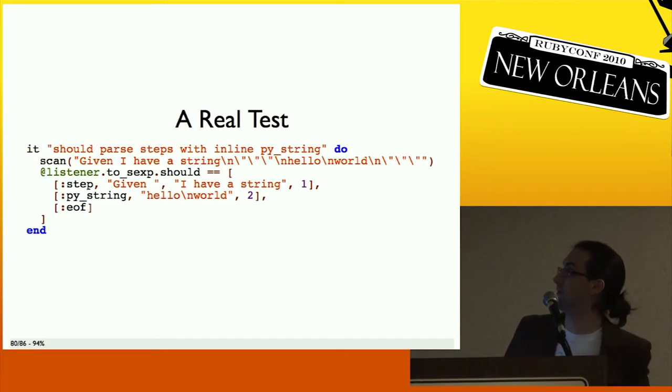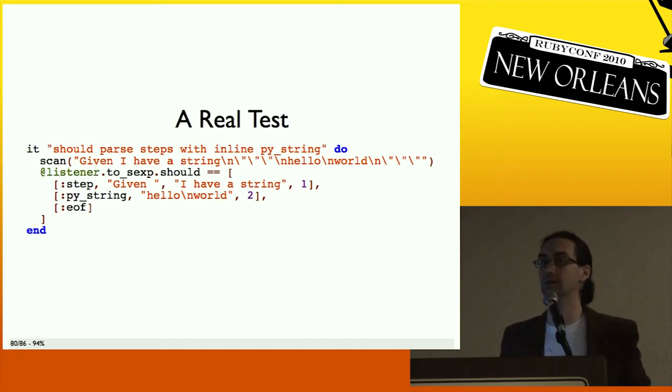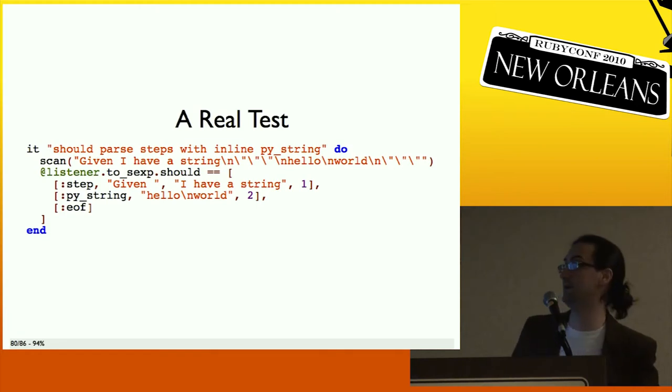And eventually, you end up with tests like this. This is one from the Gherkin code base right now. And you can see we still have that scan helper in there, but basically you pass a string into scan and then you assert something about the content of the listener. It's a piece of cake.